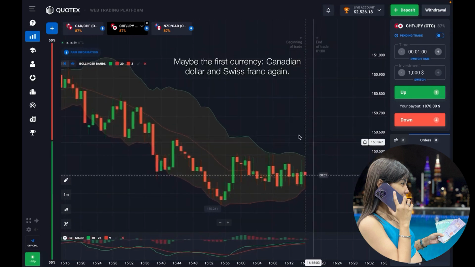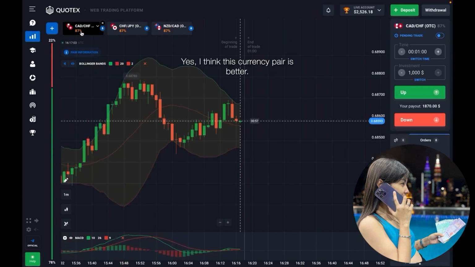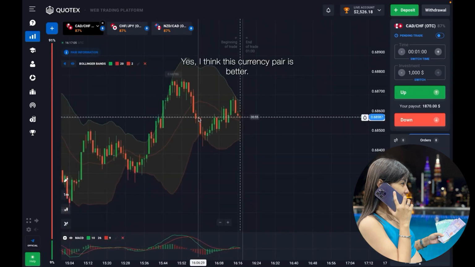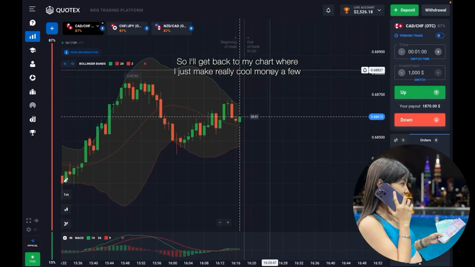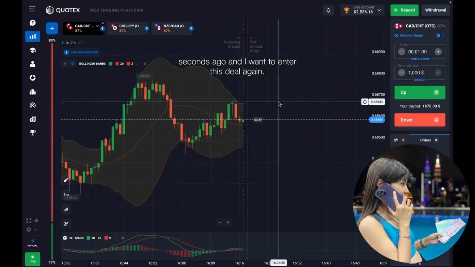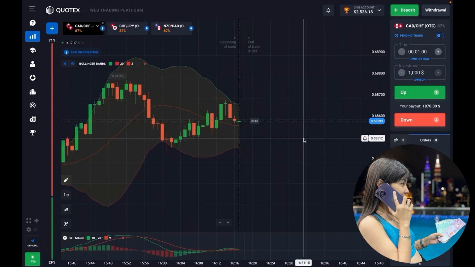Maybe the first currency, Canadian dollar, Swiss franc again. Maybe it will be better. And yes, I think this currency pair is better. I'll get back to my chart where I made really cool money a few seconds ago, and I want to enter this deal again. So with $2,000 this time, and that's why be ready for call option right now.